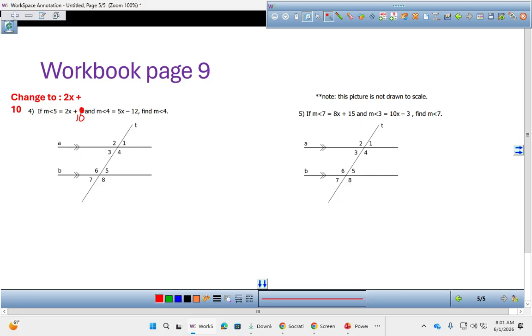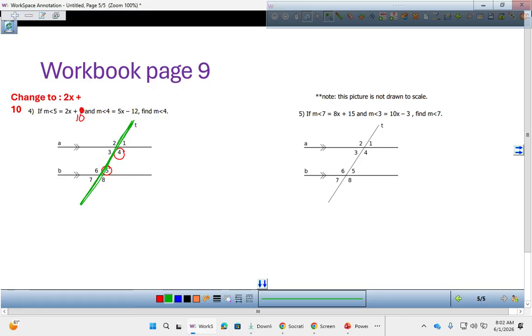All right, so in this one it says that we have angle 5 and angle 4. So the first step is to figure out what type of relationships they are. So you have to find the thing called the transversal. Does anybody remember how to figure out what a transversal is? So a transversal is the line that intersects two lines. There's only one line in this image that intersects two lines. It's this one. It's called T, right? So this is my transversal.